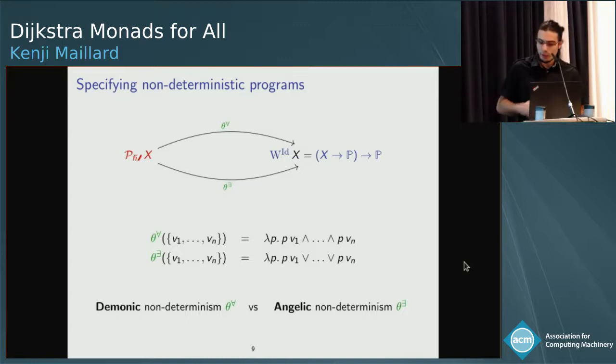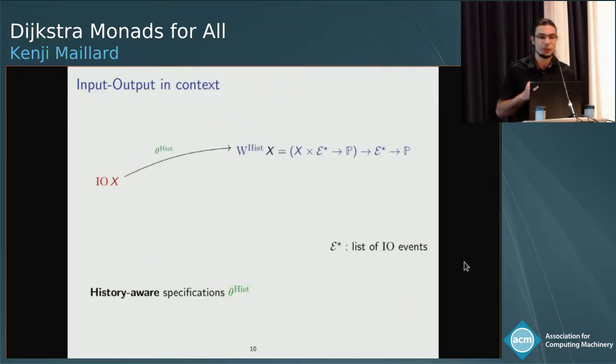Not only can we choose a different effect observation, we can also choose different specification monads. For example, for input-output, when we are interacting with the world, we could have a first choice of specification monad that collects all the history of events since the beginning of the computation, and this history of events is used in the specifications. So that's a really rich kind of specification.